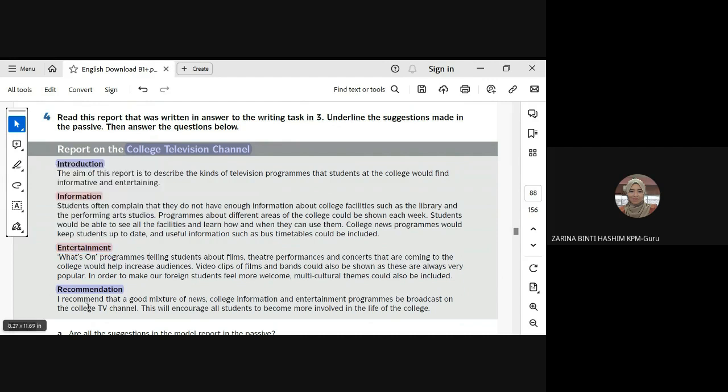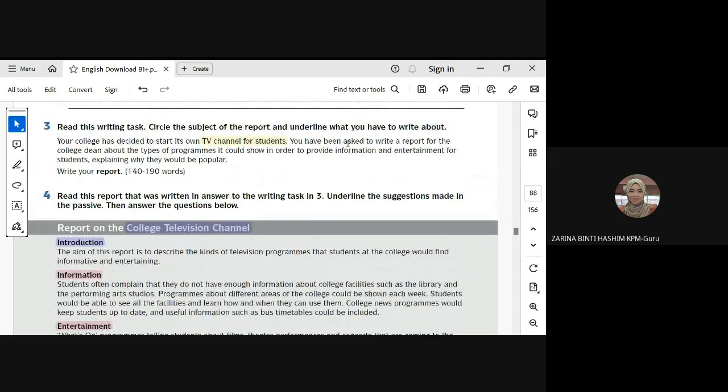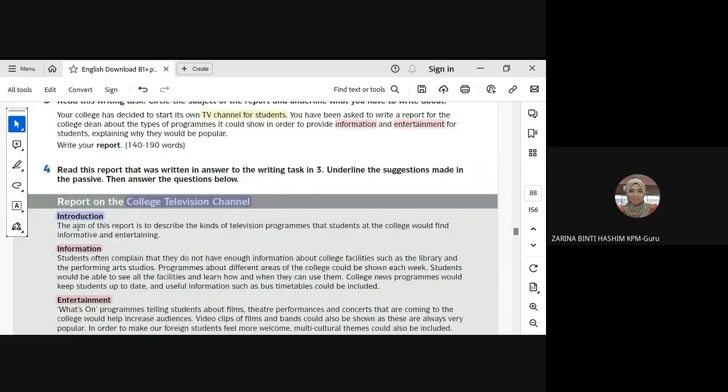But for introduction and recommendation, the heading will be the same. Okay, and for the information and entertainment, it will depend on the question. Let's say just now, from the question, write a report for the college about the types of program. To provide information, that will be the information, and also entertainment. So that is the two main ideas. So what information you want to give in that TV channel, and any entertainment you want to include. Of course, when we have TV channel or radio channel, we need to have some sort of entertainment, right? Okay, so for introduction, you just write something like this.